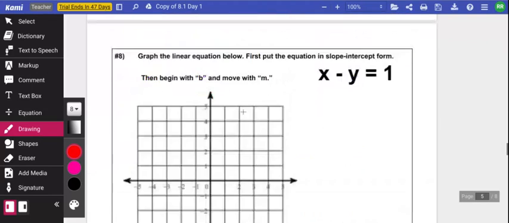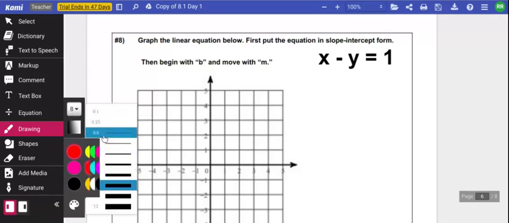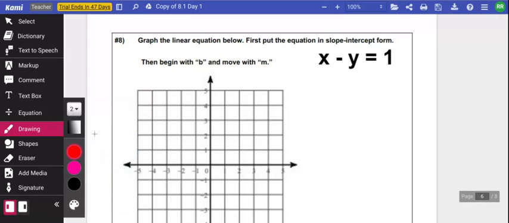Okay? Now on to number 8. Graph the linear equation below. So I have x minus y equals 1. I first need to put this in slope-intercept form by solving for y. So let's get y on one side and everything else on the other side. Y is on the left, so this x needs to be on the other side. I need to move it by subtraction. I subtract x from both sides so that these x's will cancel. So what I'm left with on the left side is not y, it is negative y.